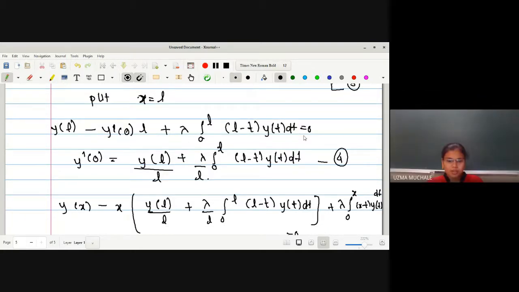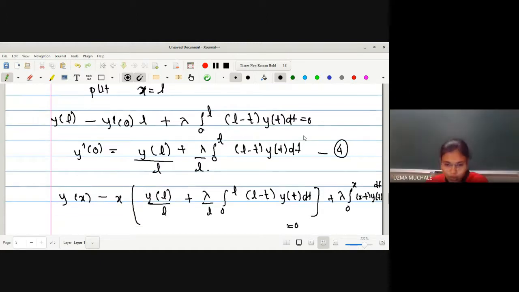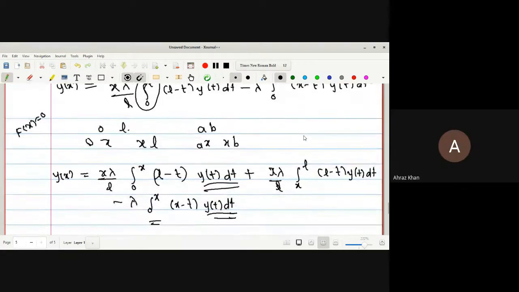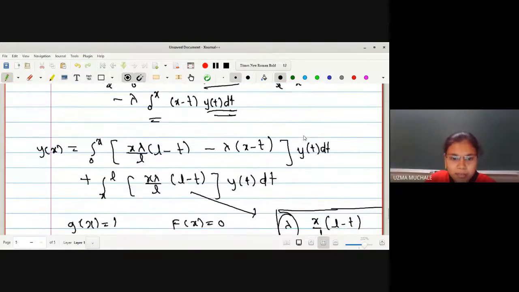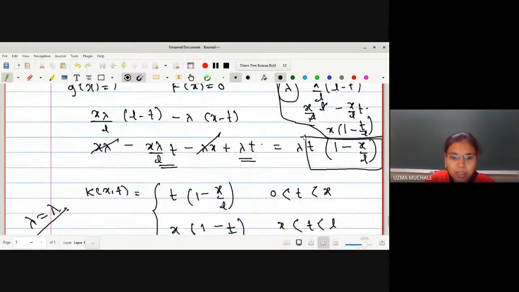Okay, ma'am, so show just the kernel values. Okay, so here we have this. After simplifying these steps, we have the value of the kernel as this one.